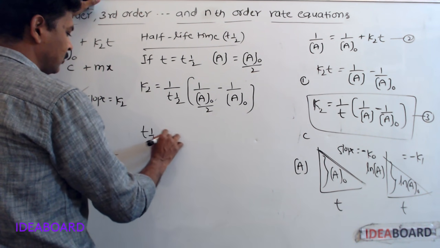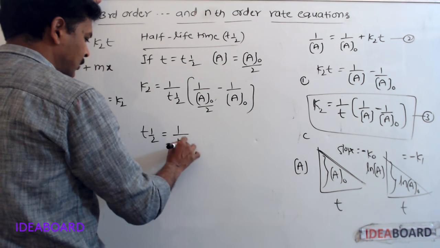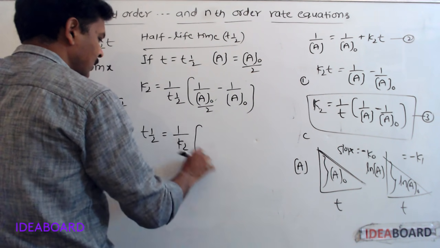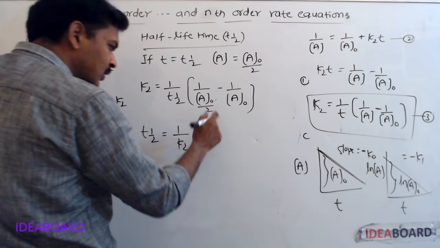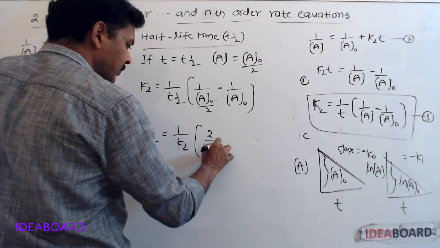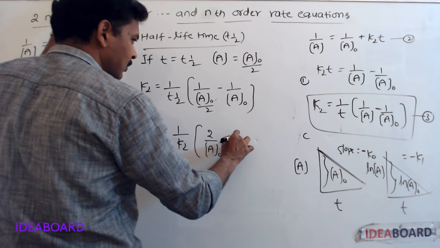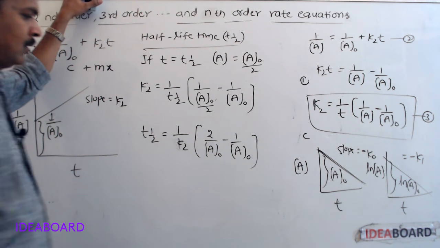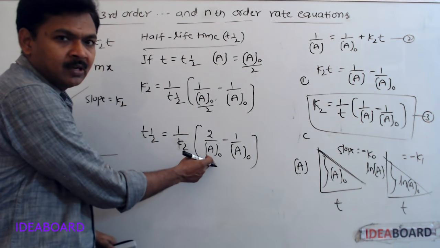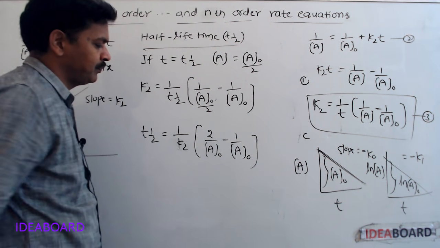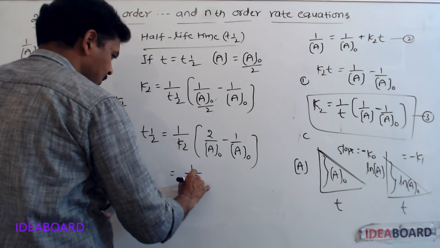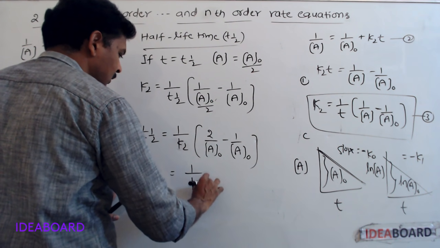T half is equal to 1 by K2 into 1 by A naught by 2 minus 1 by A naught. 1 by A naught by 2 becomes 2 by A naught, minus 1 by A naught. Here A naught is common, 2 minus 1 means 1. So we get T half equal to 1 by K2 A naught.